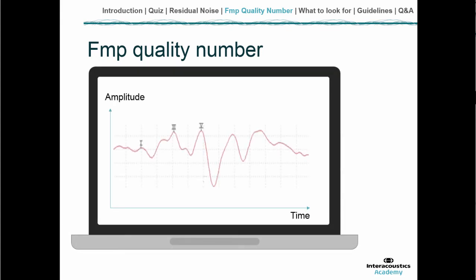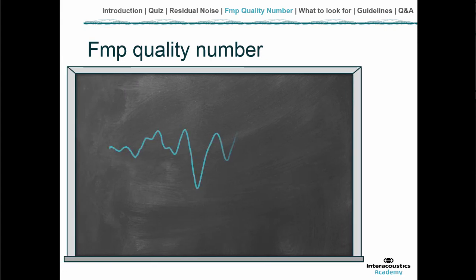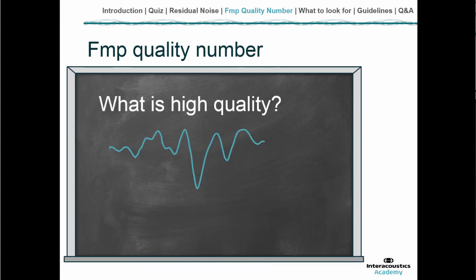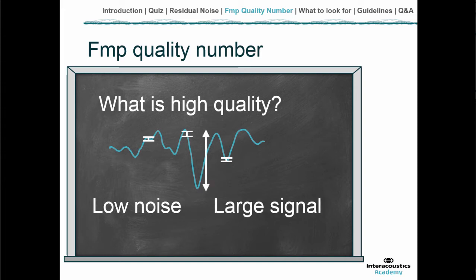Let's explain what is the FMP quality number. We look at a curve on the screen, and then we start thinking about, is the quality of this curve good, or is it perhaps bad? I wonder what people say if you ask them, what is high quality? The kind of answers that I expect is that some people might say, oh, high quality is if the noise is very low. Other people might say, no, high quality depends on the amplitude of the signal. Maybe peak 5 specifically, or maybe several peaks, and the truth is a little bit of both.